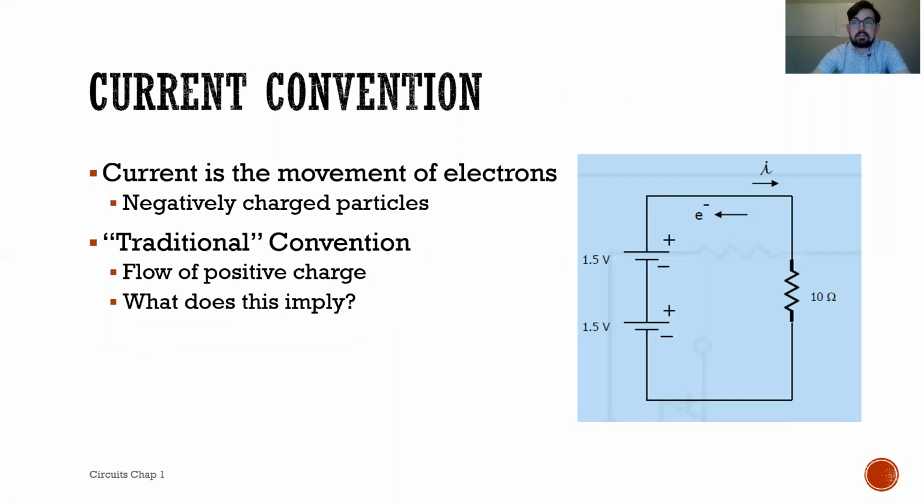All right, let's talk a little bit about current convention. Now, current convention is about the movement of electrons. The weird thing about electrons is that they are negatively charged. So, the traditional convention for a circuit like this with a battery is that the charge starts here at the positive lead and flows around to the negative lead. That is traditional convention.